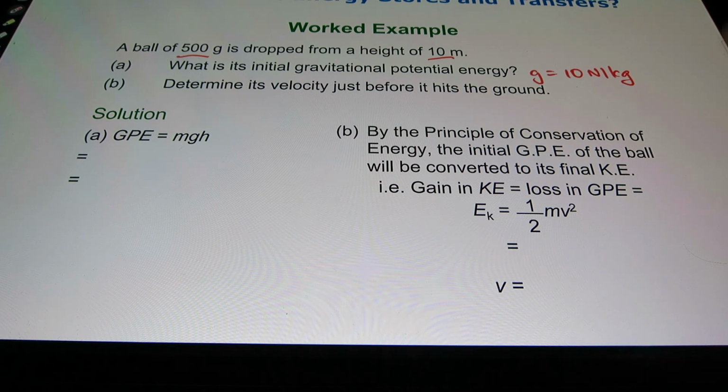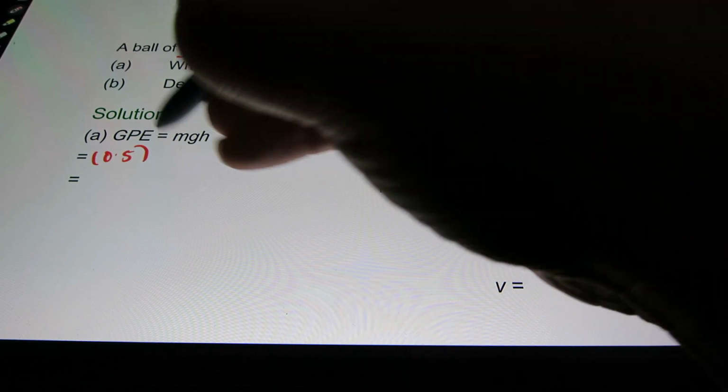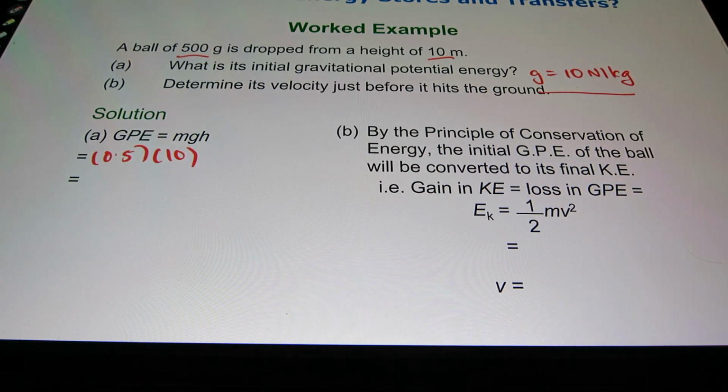Right, quite simple. Just use the formula that you learned, mgh. The mass is 0.5 kilograms. Remember, I need to change the grams to kilograms. g is 10. It should be given in the question. Unfortunately, I didn't type it in this one. Alright, and my height is just 10 meters. It's already meters, so there's no need to convert anything. And I'll get the answer as 50 joules.